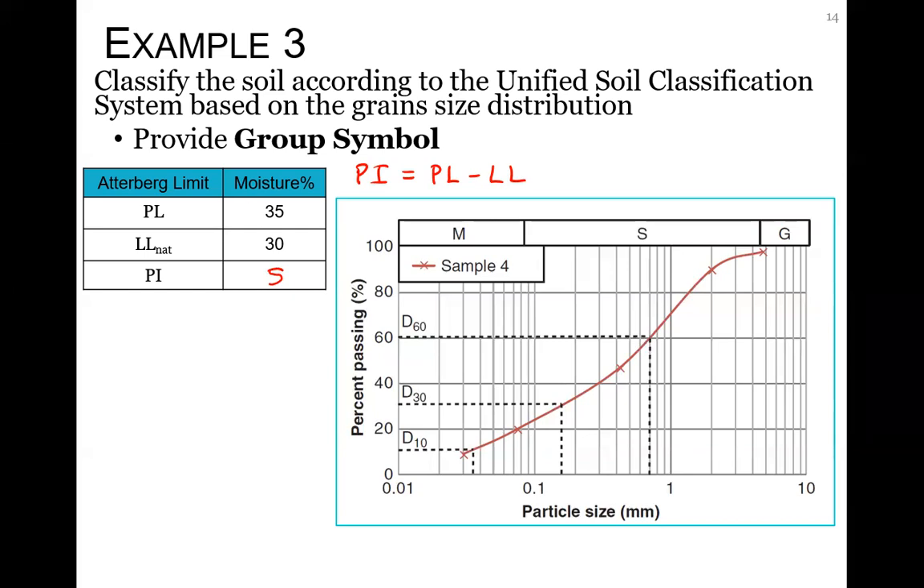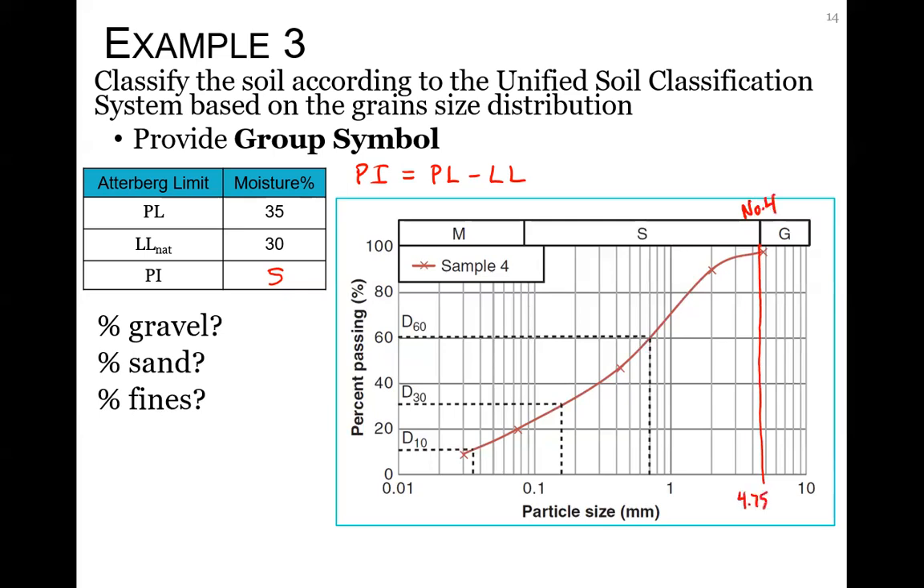We can also find our percentage gravel, sand, and fines. For our percent gravel, you have to eyeball it, but if this is the separation here, this is our number 4 sieve, which is equivalent to 4.75 millimeters. How we would read this is about here. If we have about 98 here, then that means 98% of our material is less than gravel, so 2% of our material is gravel.